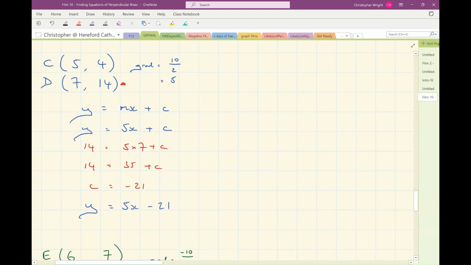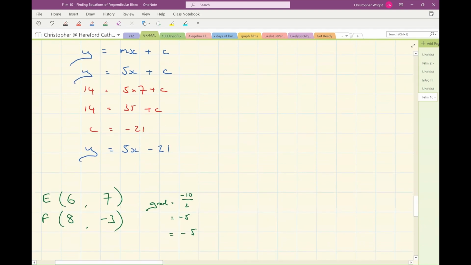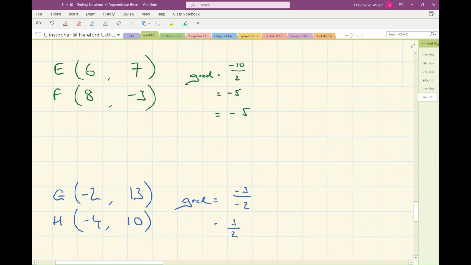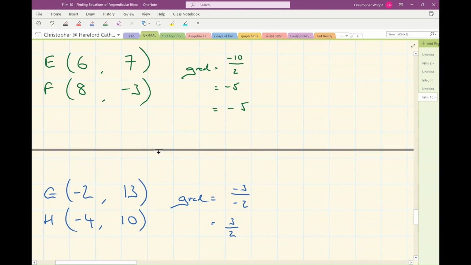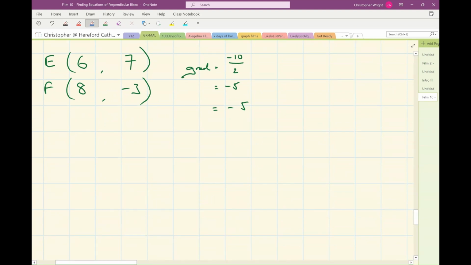Okay, let's have a look at the next 2 points. Let's find the equation of the line EF. Let me just give myself some space here. The equation of the line EF.